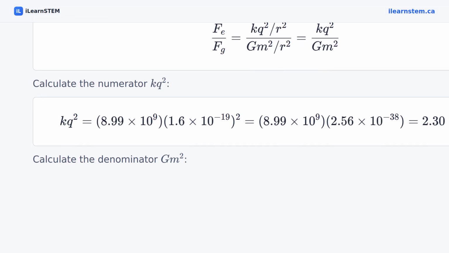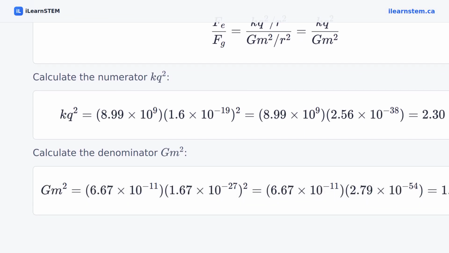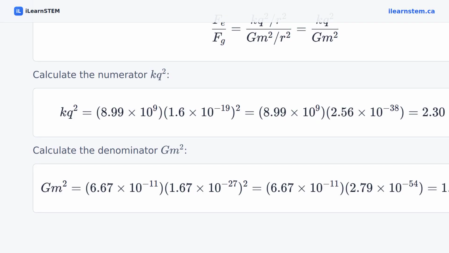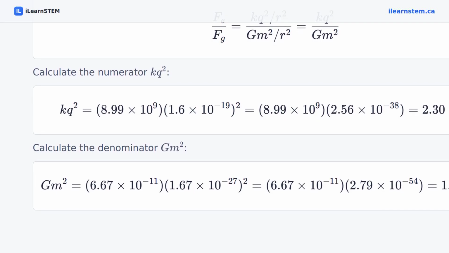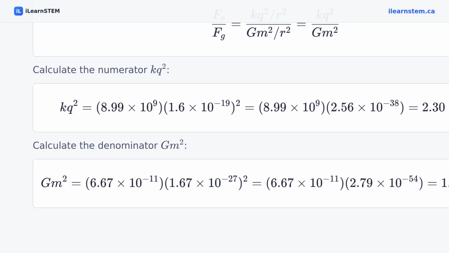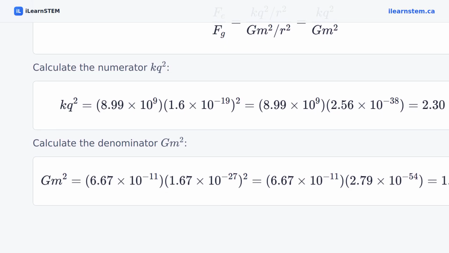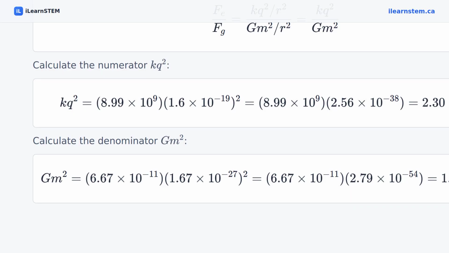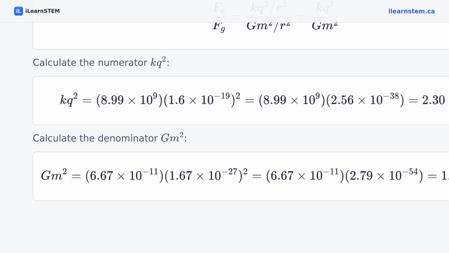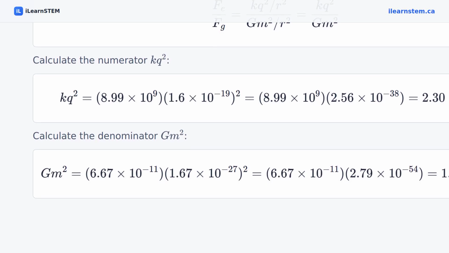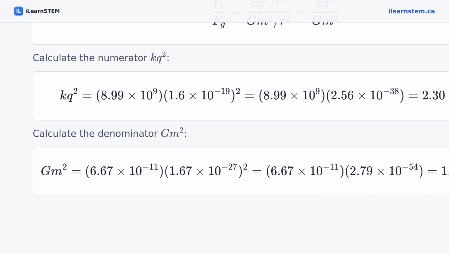G times m squared. Gm² equals 6.67 × 10^-11 times (1.67 × 10^-27) squared. That's 6.67 × 10^-11 times 2.79 × 10^-54, which gives 1.86 × 10^-64.